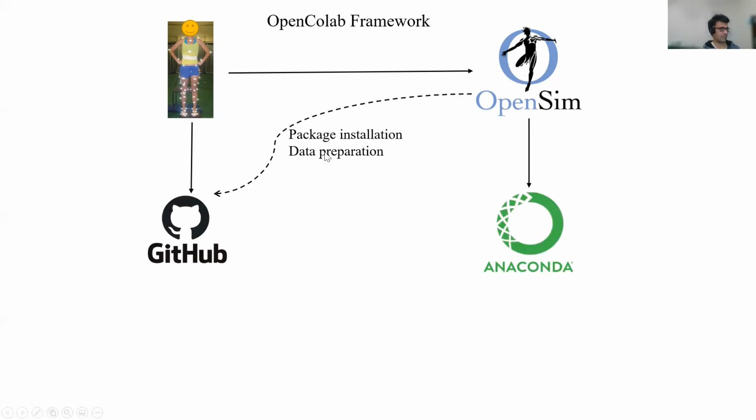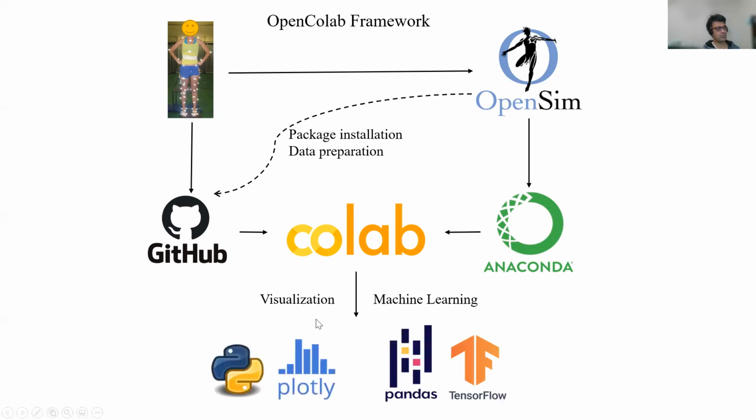So we put the OpenSim data here, the results, as well as the raw data, and the OpenSim generic models. We put them all in Colab and install OpenSim in Colab. Then we do the visualization and machine learning here. So we compare OpenSim results with the Colab results, so that it would be a validation as well.